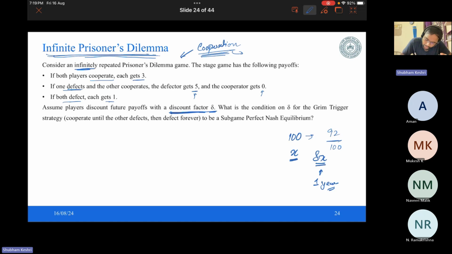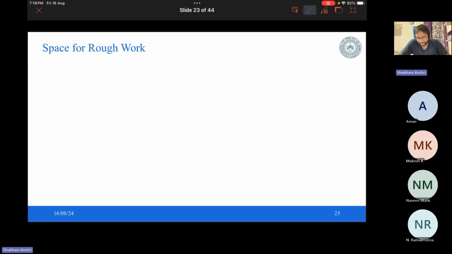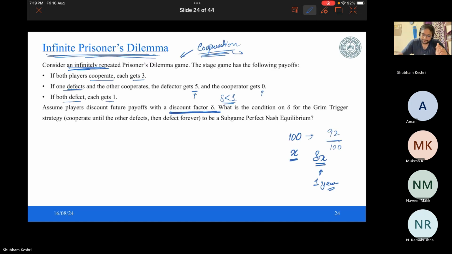So this idea of discount factor is clear, and why I am bringing this here is because we have multiple periods. So in this period, if I have X, in the next period, that amount will become delta times X, where delta is less than 1. So this discount factor is clear? No, I did not follow.